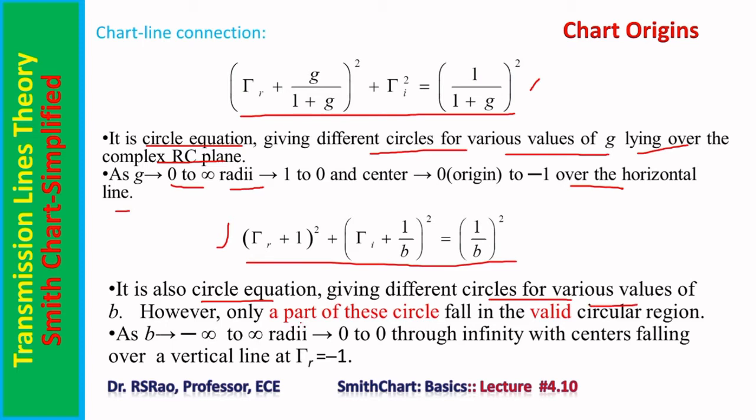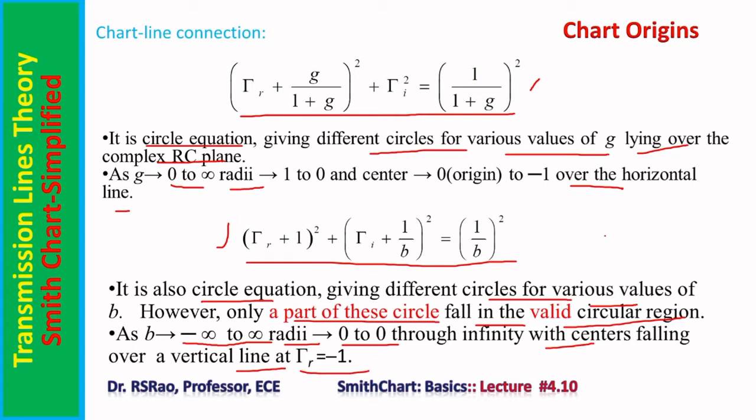However, only part of the circles fall within the valid circular region. As B is normalized line susceptance, susceptance can be positive, negative, it can assume any value. However, it can have any large value, so its range is minus infinity to plus infinity. If you consider this range, the radii range becomes 0 to 0 through infinity, with the centers falling over the vertical line at gamma r equal to minus 1.